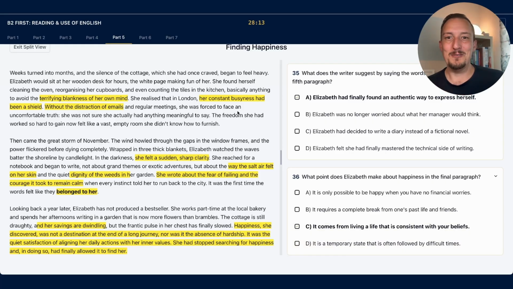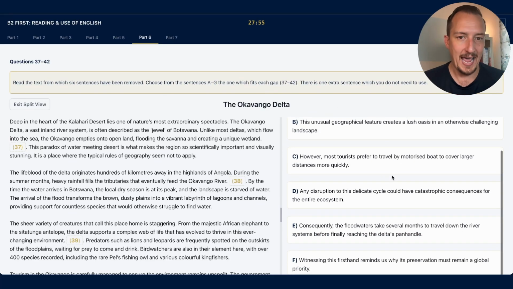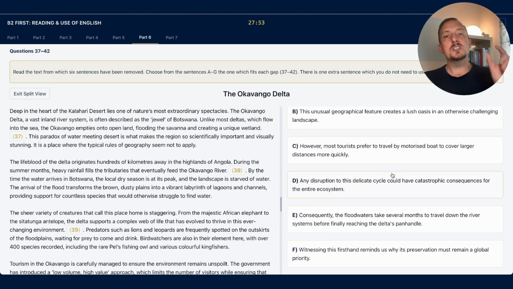We've got through part 5. We've got 28 minutes, so let's crack on with part 6. And part 6 is, again, you're given a text of similar length to part 5. This time, though, they have taken sentences out of the text and they'll give you a list of sentences. In this case, we've got A to G. You must put the sentence back into its correct place within the text.